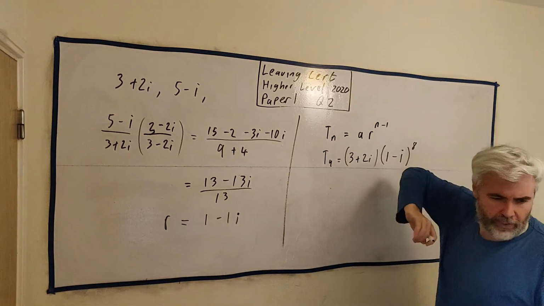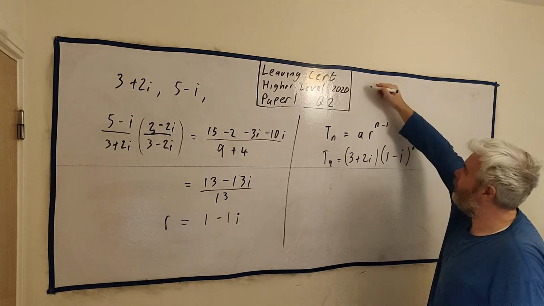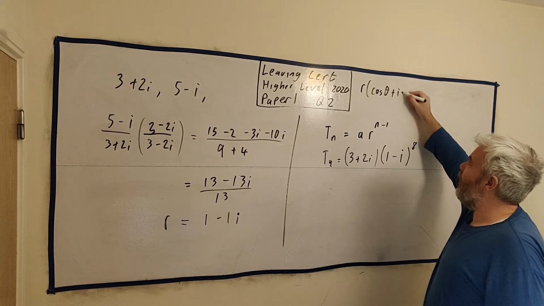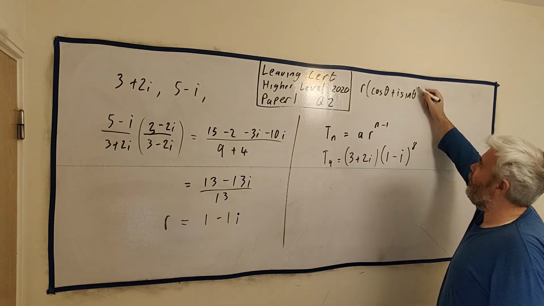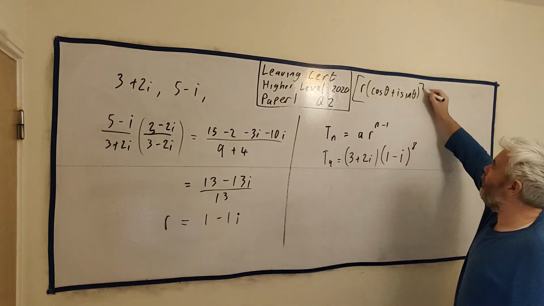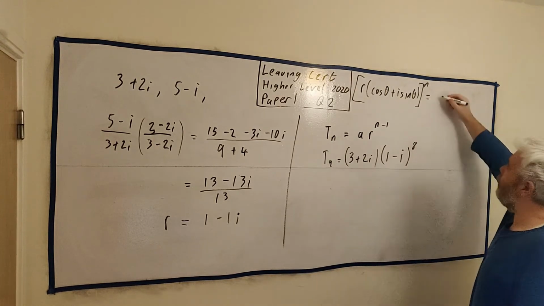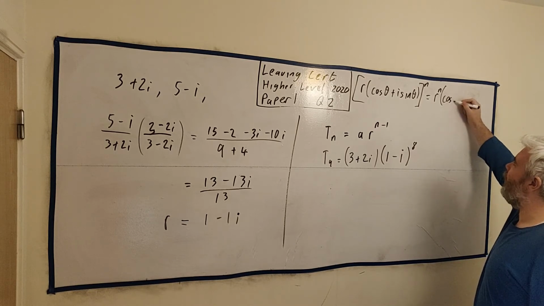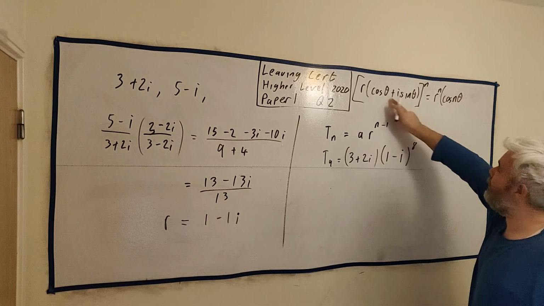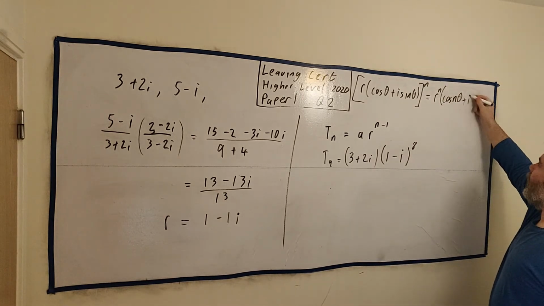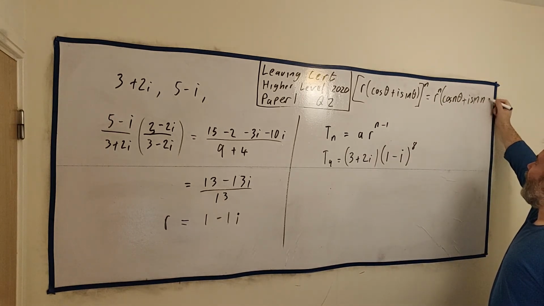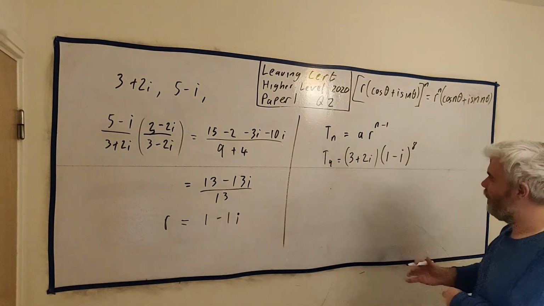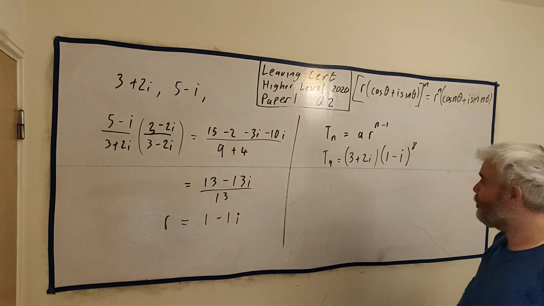Well, you know what, let me write De Moivre's Theorem out up here. It is r multiplied by cosine theta plus i sine theta, all of this to the power of n. That is equal to r to the power of n multiplied by cosine n theta, not just theta, n theta, plus i sine n theta. That's De Moivre's Theorem.